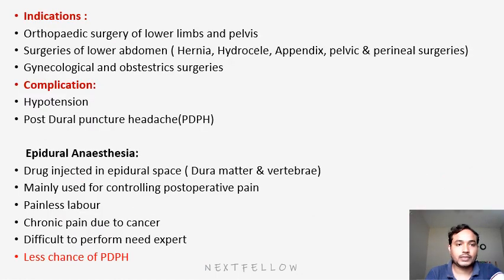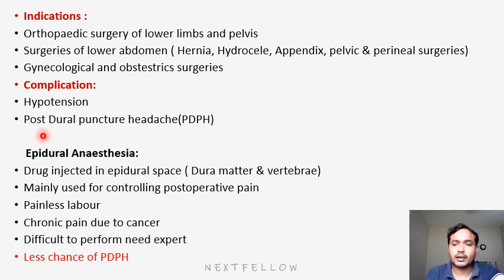Next, indications of spinal anesthesia. What are the indications? First, we will use it for orthopedic surgeries of the lower limbs and pelvis. Second, surgeries of the lower abdomen, that means hernia, hydrocele, appendix, pelvic and perineal surgeries. Next, gynec and obstetric surgeries also. The main complication of spinal anesthesia is hypotension. Because it acts on the cardiac system, cardiac stability will be lost, which also causes hypotension.